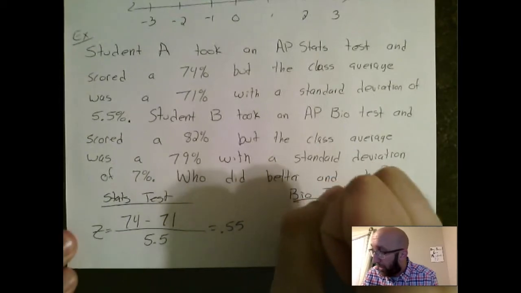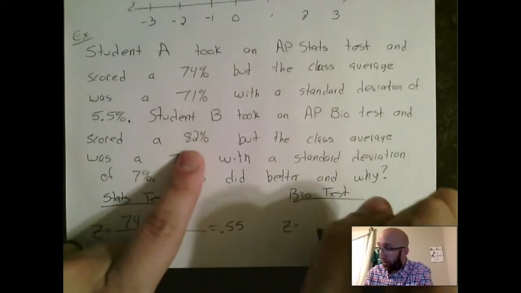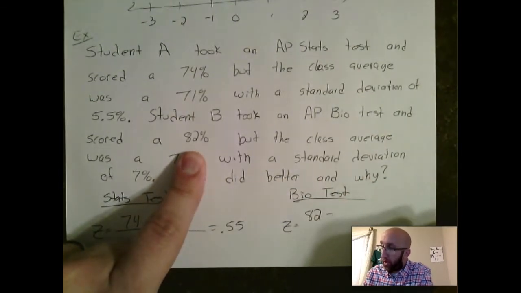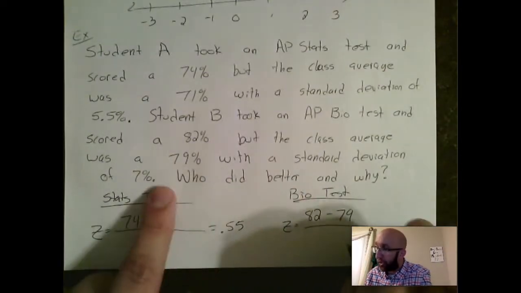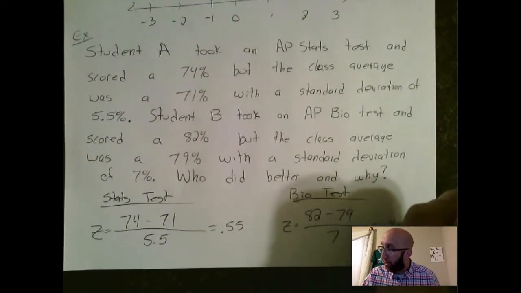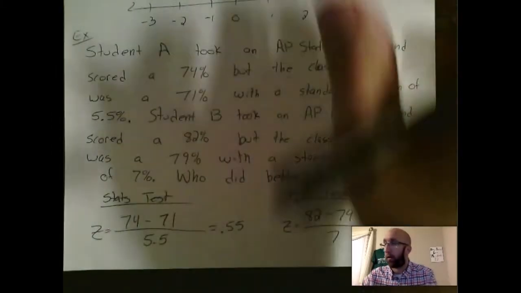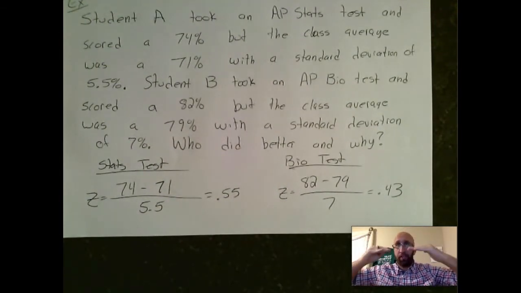So bio test z-score, I need my observed, which is what student B got, which was an 82. The expected is the class average, which was a 79. And the standard deviation was 7. So we're going to take 82 minus 79, which is 3. 3 divided by 7 is 0.43. I know I'm a little bit tight there with my picture as well. 0.43.